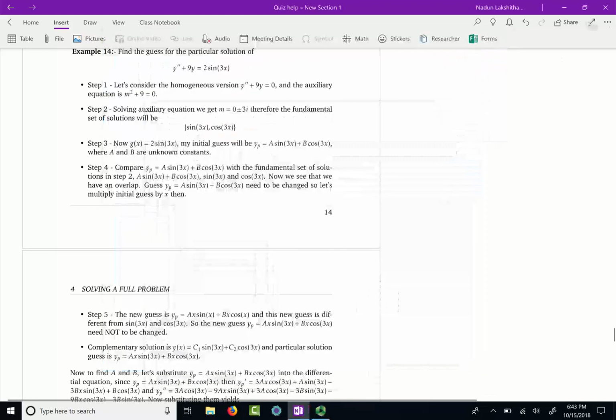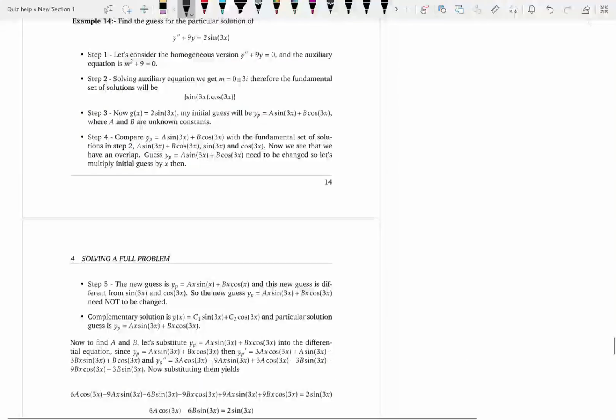Okay, so let's do another example. This is going to be a little bit hard, but a good example. So we have this non-homogeneous differential equation. First we solve the homogeneous version. So the auxiliary equation is m squared plus 9.